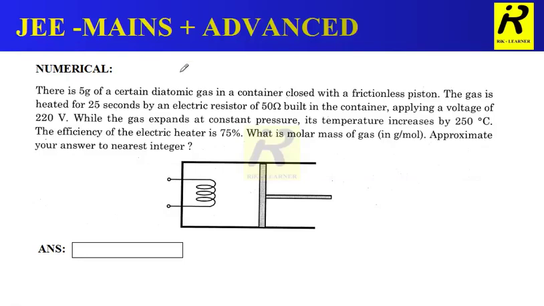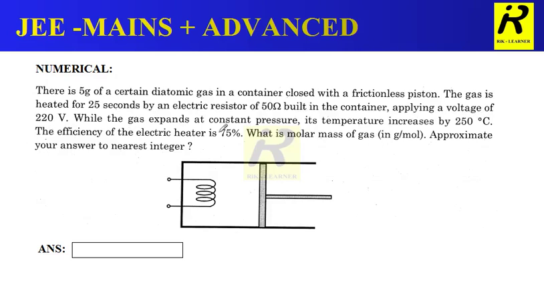In this numerical type question, there is 5 gram of a certain diatomic gas in a container closed with a frictionless piston. The gas is heated for 25 seconds by an electric resistor of 50 ohm built in the container, applying a voltage of 220 volt, while the gas expands at constant pressure, its temperature increases by 250 °C.